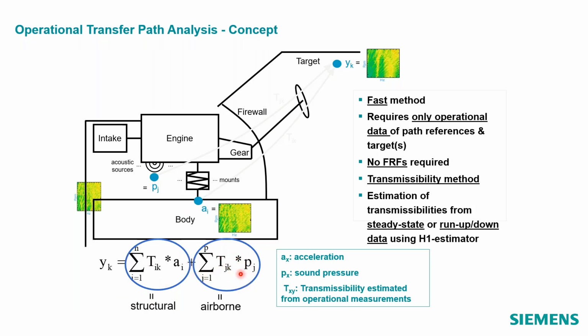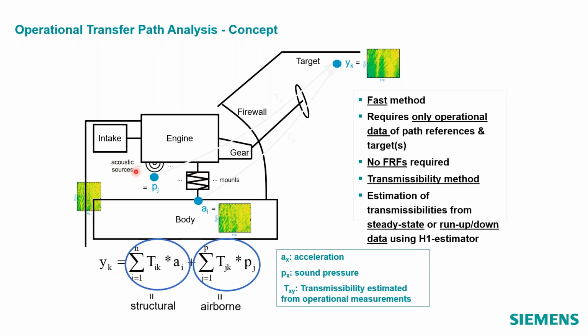So if I wanted to describe the airborne, I would have my microphone in the car, and I would have a microphone near the engine. I would calculate that transmissibility function as pressure over pressure. So that would actually be unitless, and I would multiply it by the operational pressure at the engine to get its partial contribution.